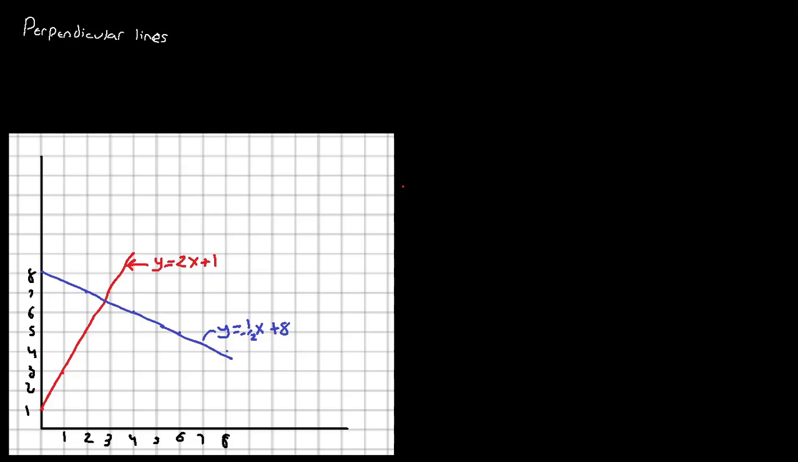So I want to be upfront here and clarify that there is a difference between two lines intersecting each other and two lines being perpendicular. And hopefully that will be clear by the end of this video. So what I've done is I've constructed two lines here that I'm going to tell you are perpendicular to each other. And hopefully you can see graphically that that appears to be the case.